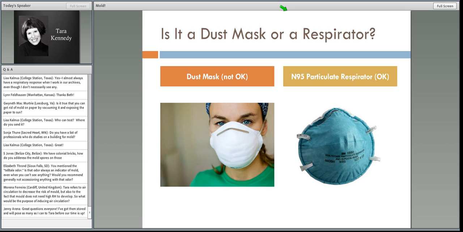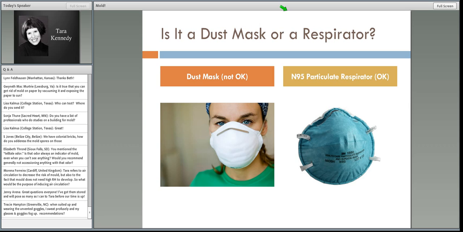So I'm really concerned about people's respiratory health, because once you get mold in your lungs, it never comes out. And especially if you work with it a lot, it becomes cumulative, and it can really have detrimental effects to your health. So I really, really, really want to emphasize the respiratory protection.